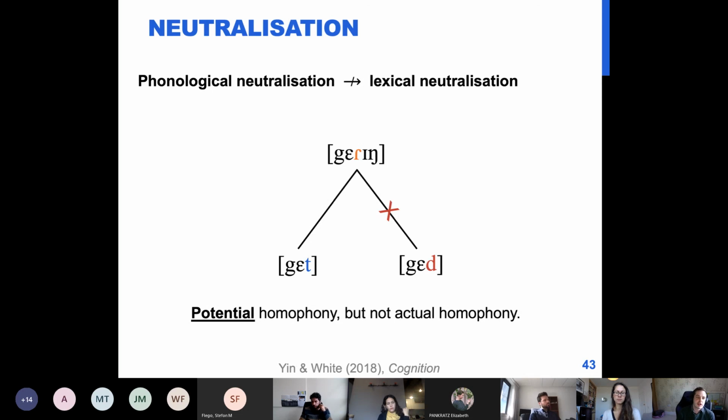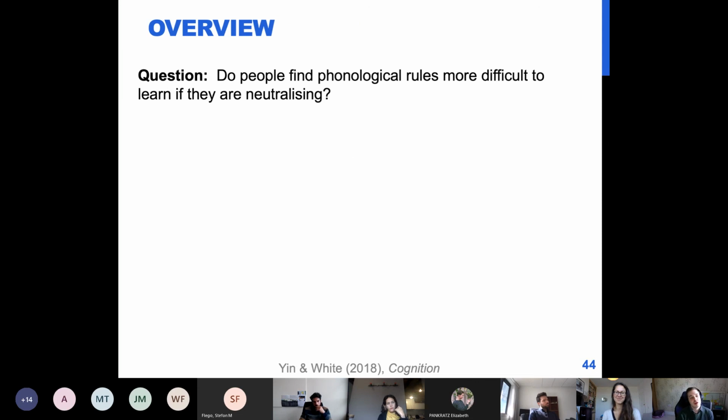So one thing I should say here is that there's been a lot of work looking at, well, sorry, I should move on to my question. Our question here was, do people find phonological rules more difficult to learn if they're neutralizing? There's been quite a lot of work looking at this in the context of language change, looking at whether there are neutralization avoidance effects or homophony avoidance effects in language change. But there's much less work looking at it, at least in terms of phonological learning. There are fewer studies looking at it from that perspective.